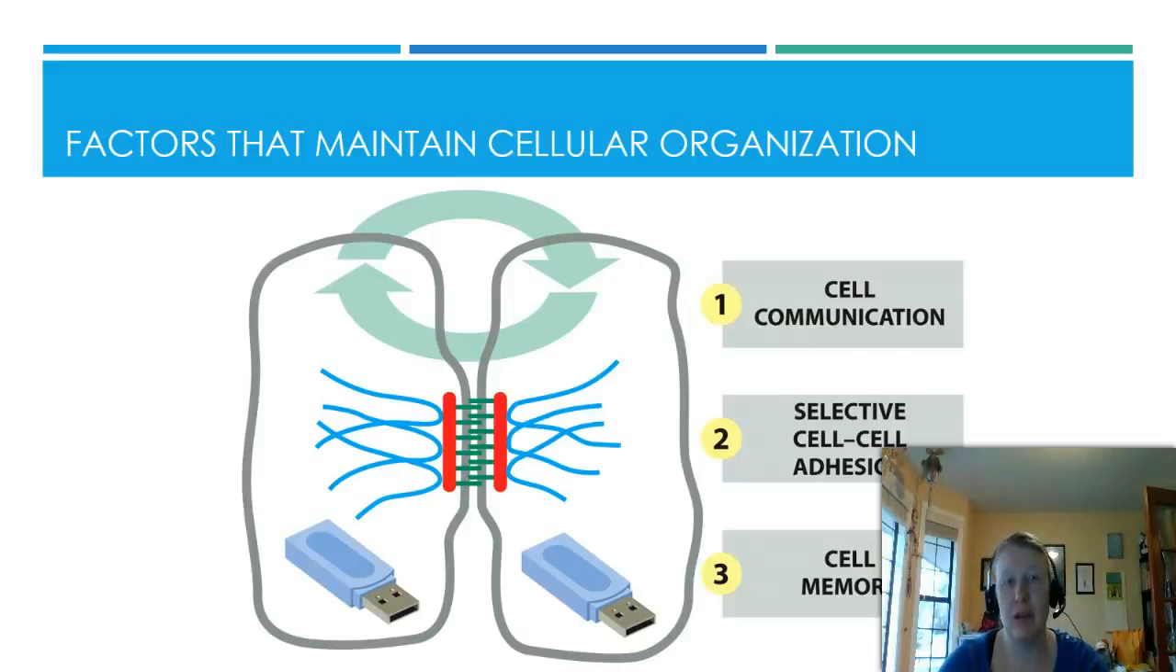The first is cell communication. We've talked about this a lot, where signaling between cells will help maintain the function and the events that are occurring within the cell. Then we also have a selective cell-to-cell adhesion, and this helps keep the cells together because the cells like to bind to similar junctions and similar structures. That helps ensure that new cells will bind to their neighbors and continue to form the tissue that we've been talking about. And the last is cell memory.